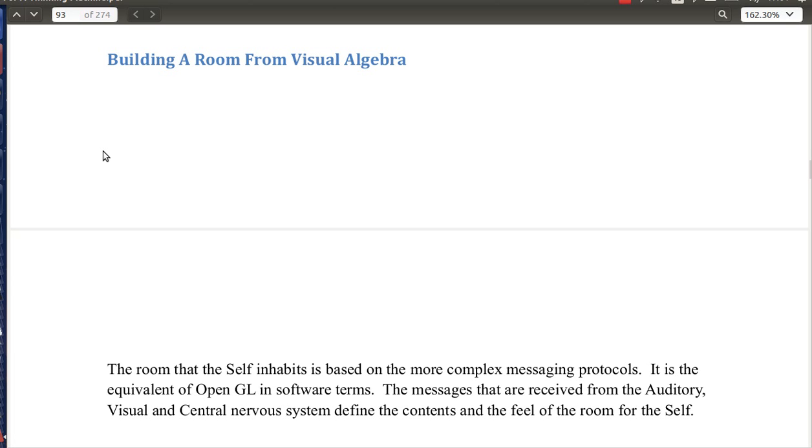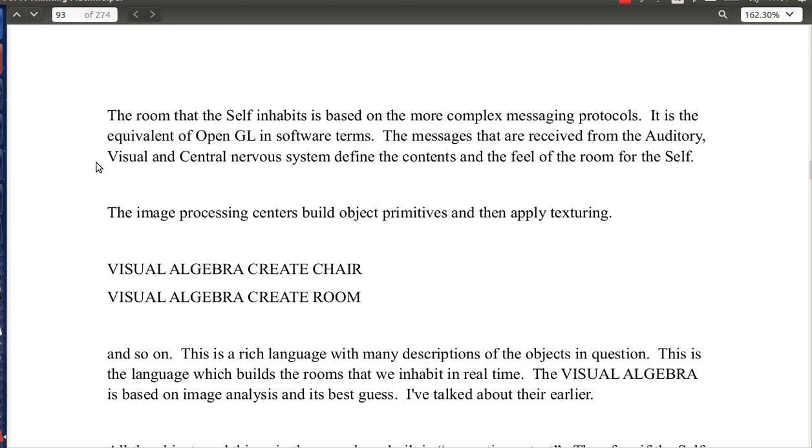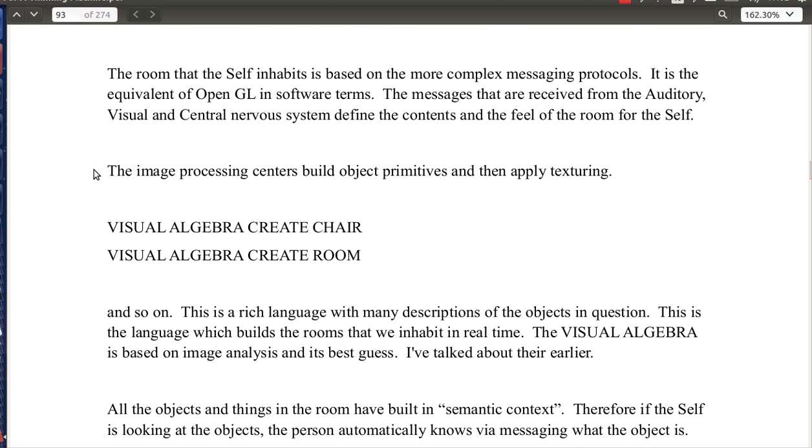So the idea is that there's a visual algebra which is passed into that room, and that visual algebra basically builds the room, and it's a very sophisticated protocol. The rough idea is that you get things like visual algebra create room, create chair, and so on. So we kind of think in terms of a living being having these rooms that one can switch into, and messages flowing through the room and building the reality of the room.